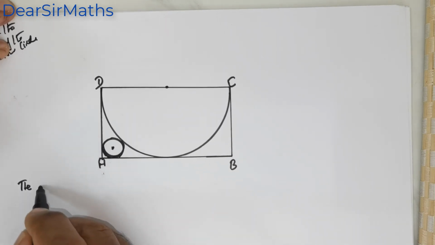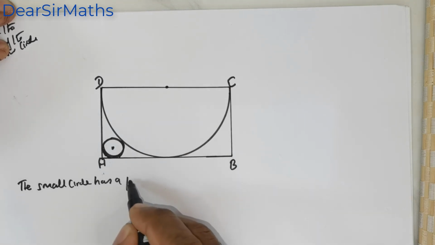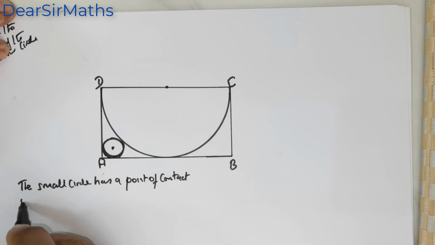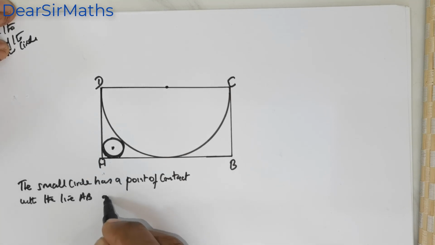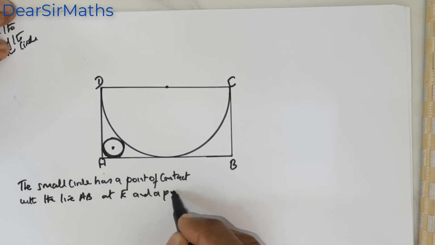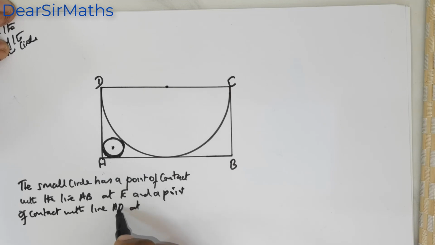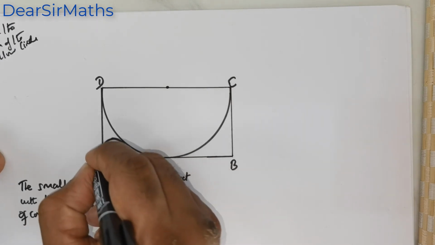The small circle has a point of contact with the line AB at E and a point of contact with line AD at F. So this point is E and this point is F.